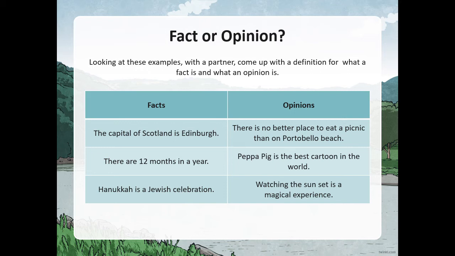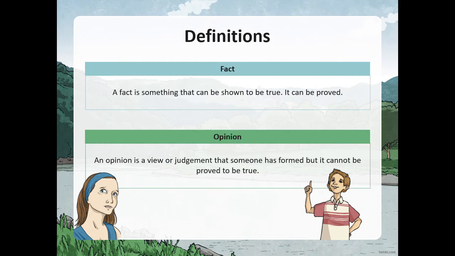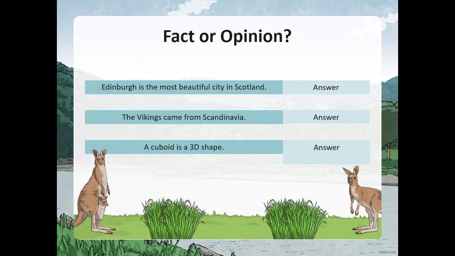Whereas there are 12 months in a year. We know that every single year there are the same 12 months. So that is a fact. Opinion. Watching the sunset is a magical experience. Well, some people might think it's magical and beautiful and wonderful, whilst others might just think it's boring. So you never know. This is an opinion. Hanukkah is a Jewish celebration, and that's right. Hanukkah is a celebration celebrated by the Jewish people every year. Okay. So let's have a think about that.